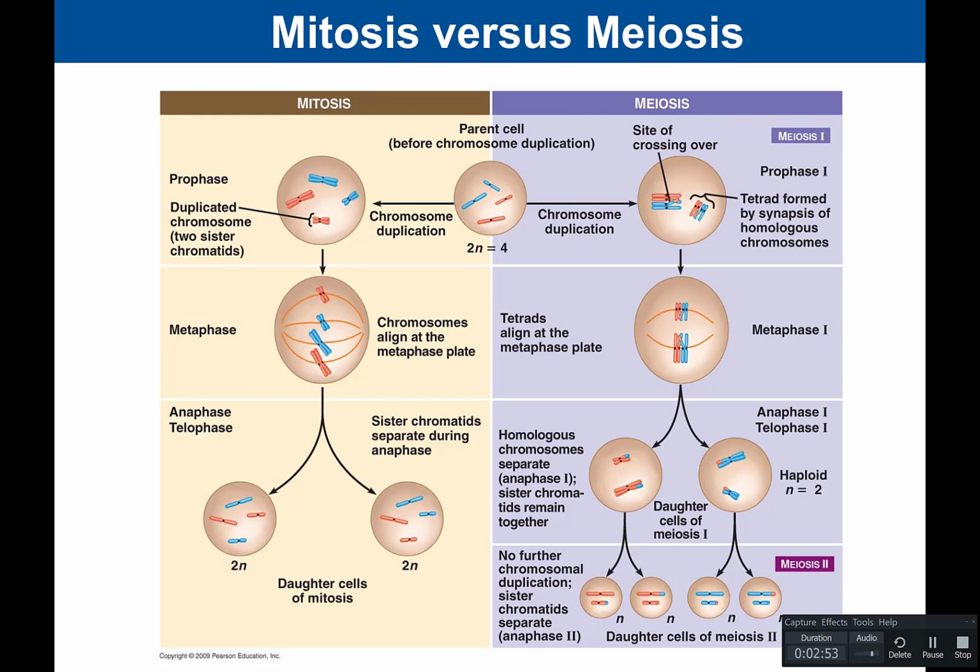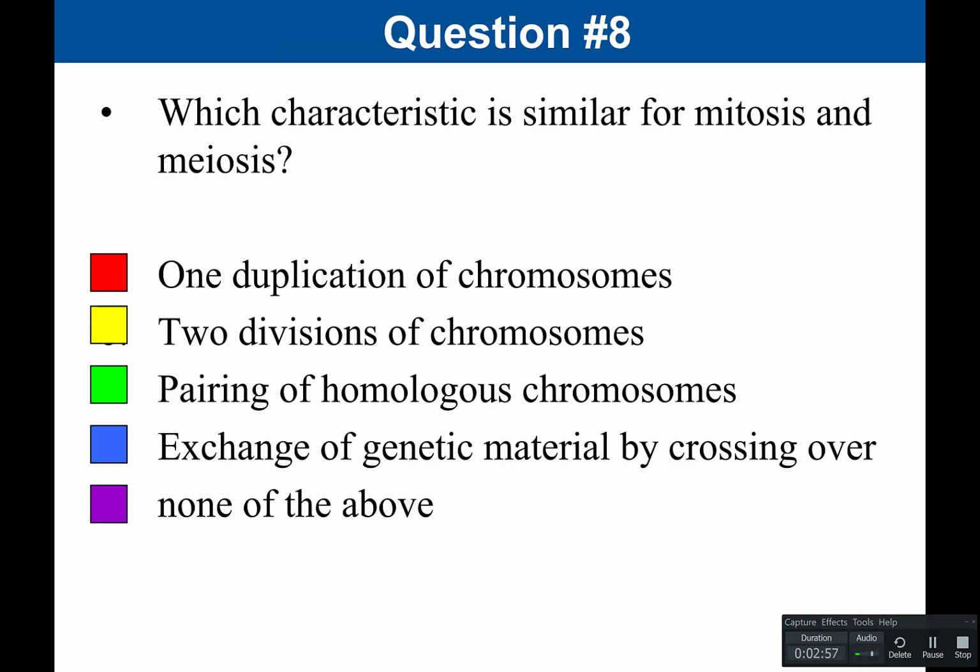So let's talk more about this. Question number 8 to post on Canvas. Which characteristic is similar for mitosis and meiosis? So what is something that is similar? Red, 1 duplication of chromosomes. Yellow, 2 divisions of chromosomes. Green, pairing of homologous chromosomes. Blue, exchange of genetic material by crossing over. Or purple, none of the above. So you'll post your answer on Canvas.